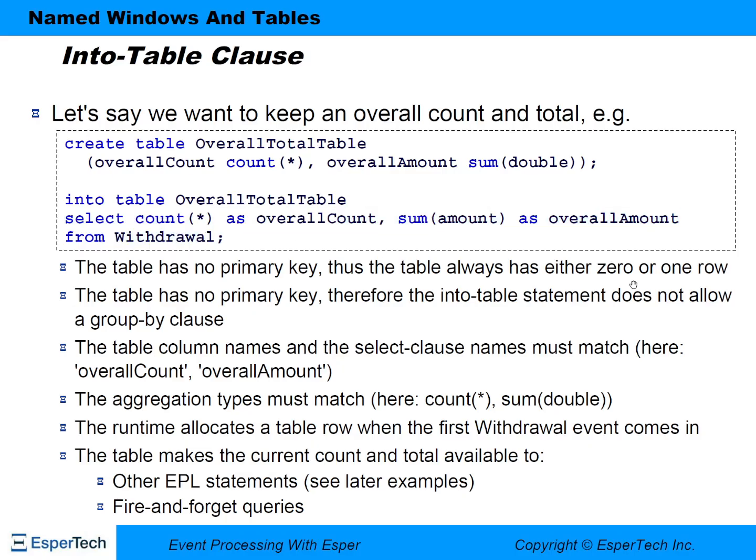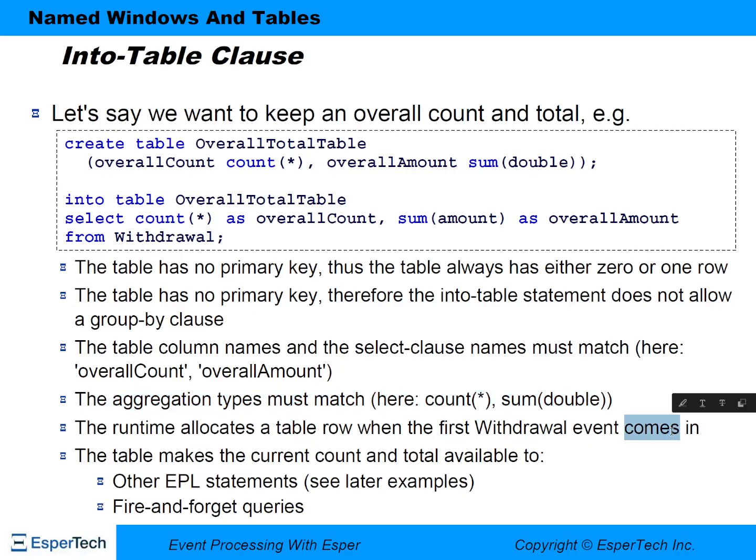The table has no primary key, thus the table always has either 0 or 1 row. The table has no primary key, therefore the into table statement does not allow a group by clause. The table column names and the select clause names must match. Here the table column names are overallCount and overallAmount. The aggregation types must match. Here, the aggregation types are count star and sum of double.